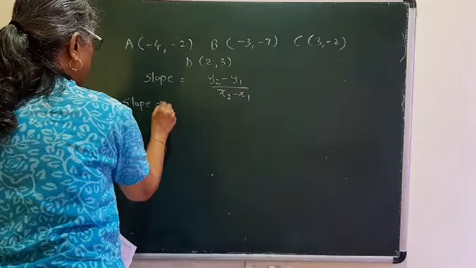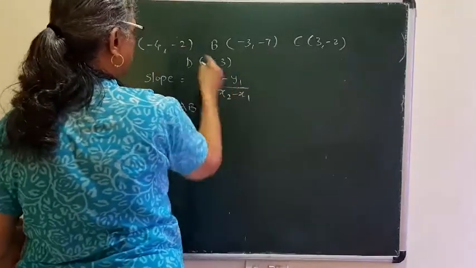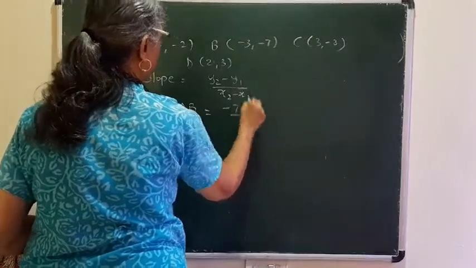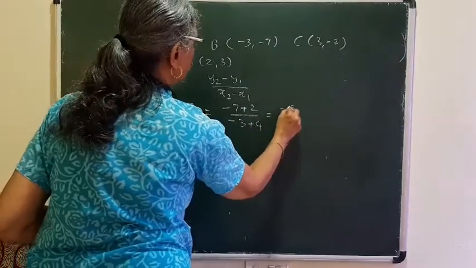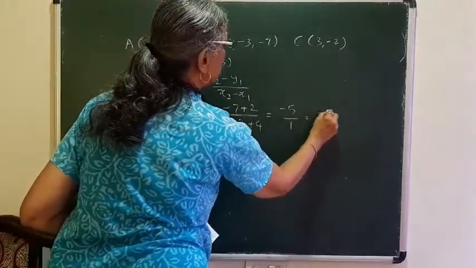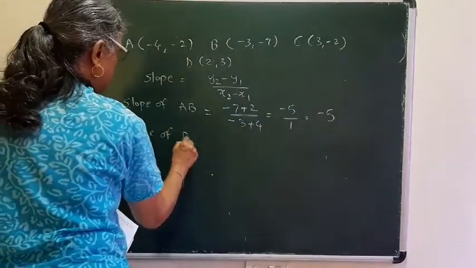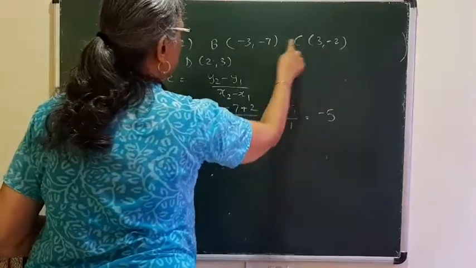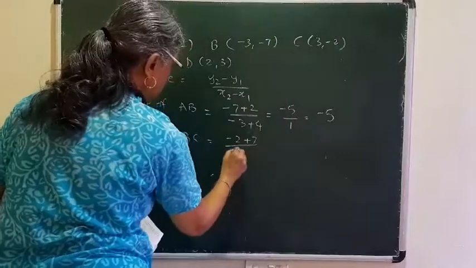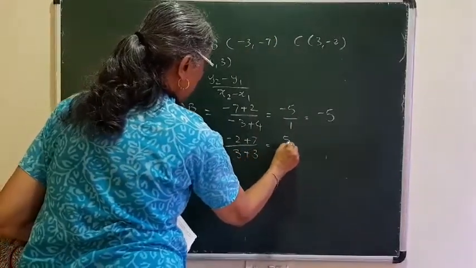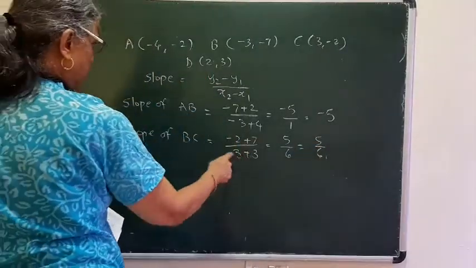Slope of AB is equal to y2 minus y1 upon x2 minus x1. So that will be -5 upon 1. So that will be -5. Then slope of BC, side BC, y2 minus y1 upon x2 minus x1. So that will be 5 upon 6. 7 minus 2, 5, and 3 plus 3, 6.